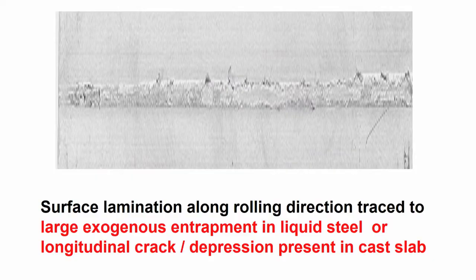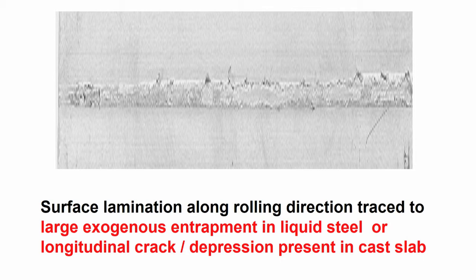I had shown you earlier this picture, I think, of surface lamination along the rolling direction. The surface is as if coming out from another generation of another surface, sort of an internal surface. So, this is due to what? Metallurgical investigation has revealed there is large exogenous entrapment in liquid steel, or a longitudinal crack or depression present in the cast slab, which has created this problem.